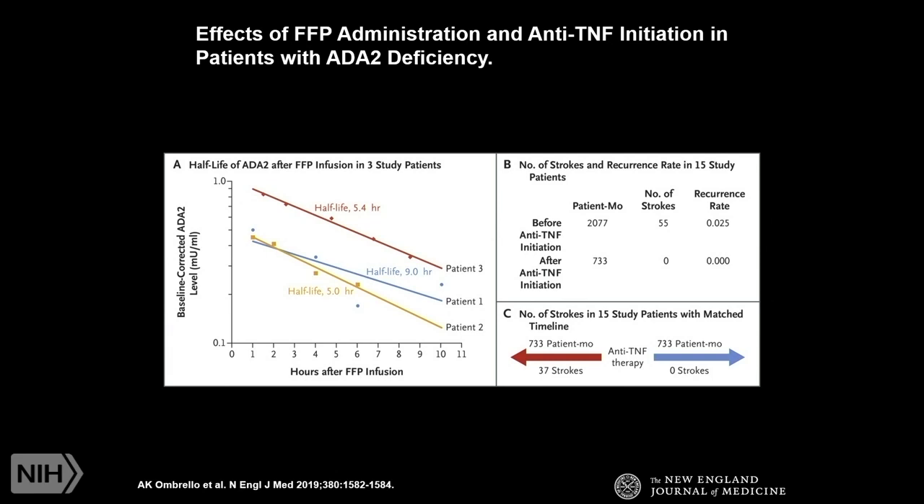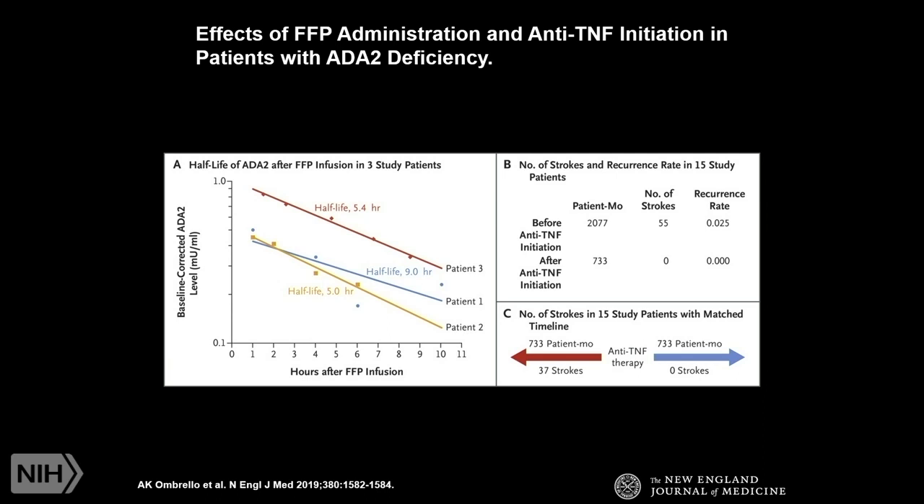Okay, so the other approach that Amanda Umbrello has explored is giving plasma. And if you do that, you can see that the half-life of the plasma, which contains ADA2, is a bit short, really, to be useful. But what she did show is that if you have 733 patient months before anti-TNF, you got 37 strokes and absolutely none on anti-TNF. There have been anecdotally some cases of stroke whilst on anti-TNF.